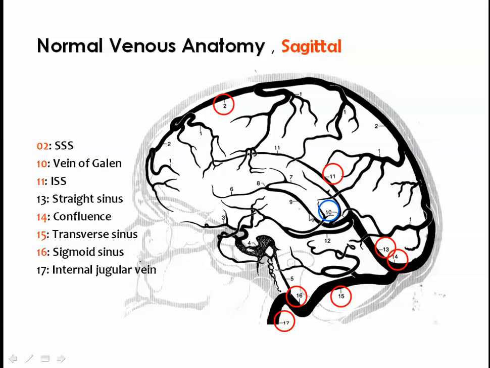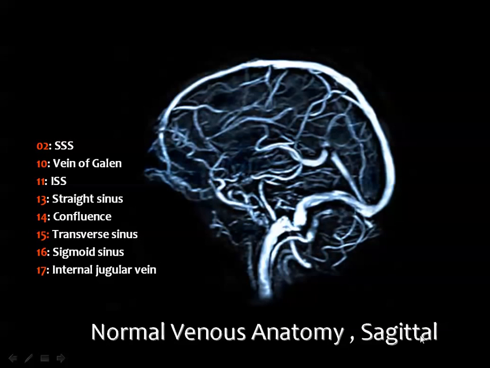Then the vein of Galen is seen here, and it joins the inferior sagittal sinus in order to form the straight sinus. And this is the region of the straight sinus. And here, number 14 refers to the confluence of the sinuses, the superior and the straight, as well as the transverse sinus. Then you can see the transverse sinus, number 15, and the sigmoid, number 16, and number 17 refers to the internal jugular vein. Then this is the superior sagittal sinus, and this is the vein of Galen, and this is the inferior sagittal sinus.